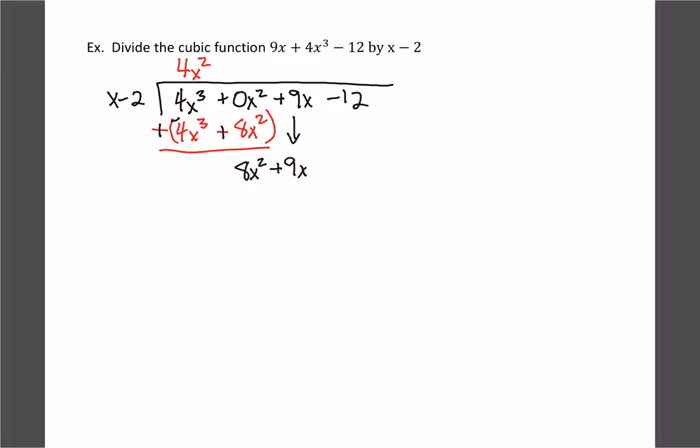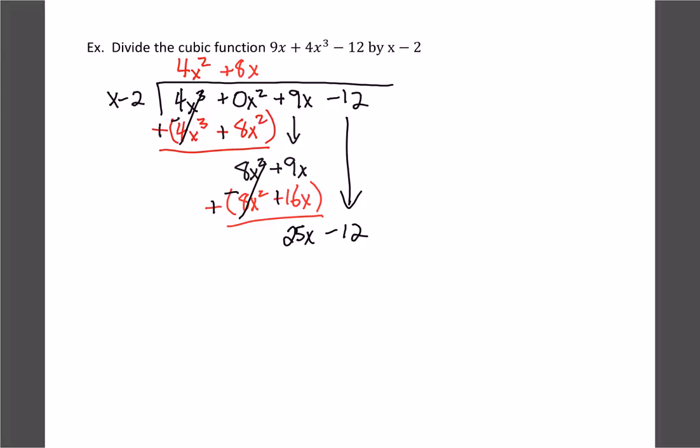How many times now does x go into 8x squared? It would be positive 8x times. So 8x times x, so 8x squared. 8x times negative 2, negative 16x. Once again, we want to subtract all of that, so let's add the opposites to make it easier. 8x squared minus 8x squared cancels. We should always get those ones canceling. You never want to have anything left over. And then 9 plus 16 would give you 25x. Once again, bring down the negative 12. And we've got to do this one more time.